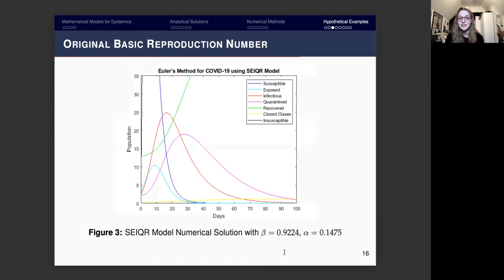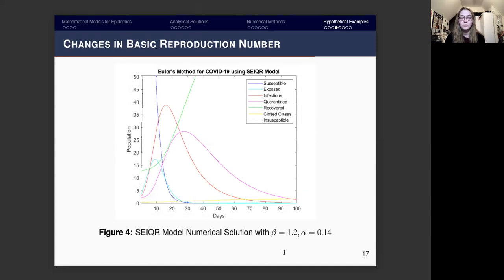And then when we increase our infection rate, the peak for our infections increases to almost 40 million, whereas before we had it at 25 million. And we can see our exposed population also increases, as well as our quarantined population. So this is what happens when we increase it. Now let's see what happens when we decrease it.